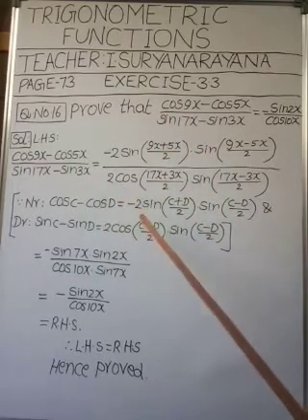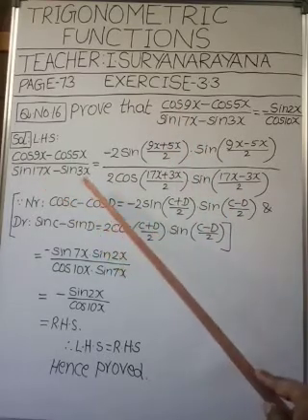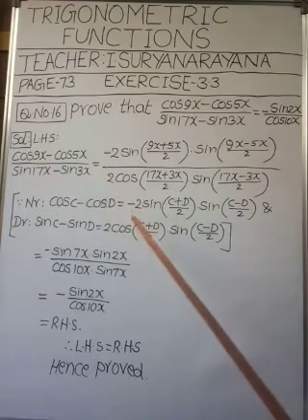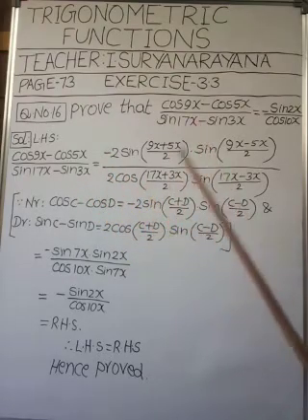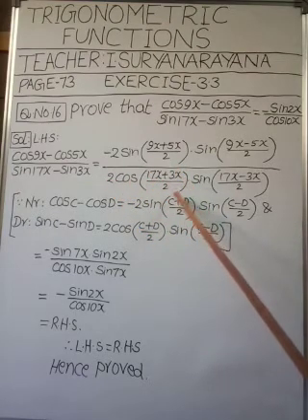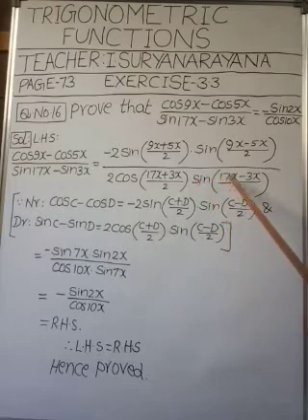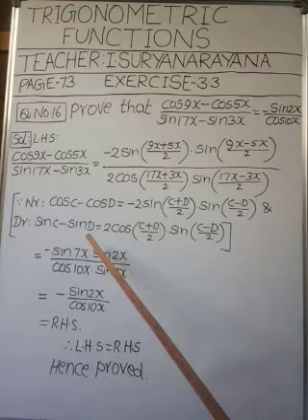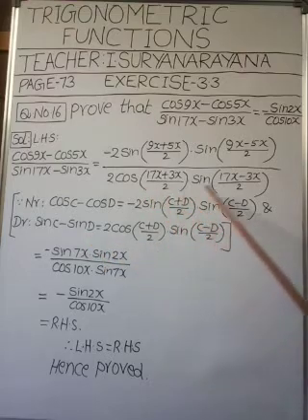Where C is equal to 17x and D is equal to 3x. So, in this formula, we substitute C is equal to 17x and D is equal to 3x. So, 2 cos (17x plus 3x)/2 into sin (17x minus 3x)/2. Understood this denominator part, my children?